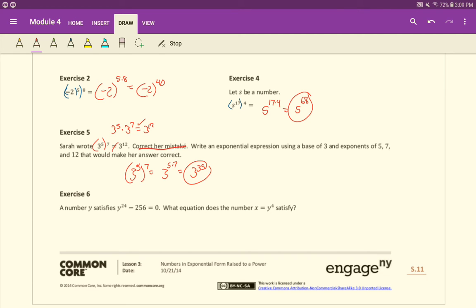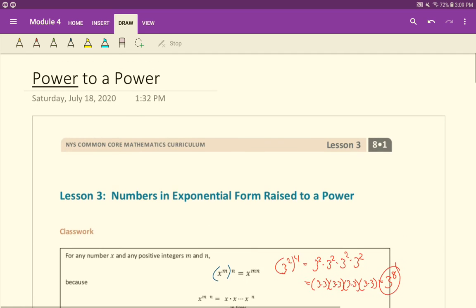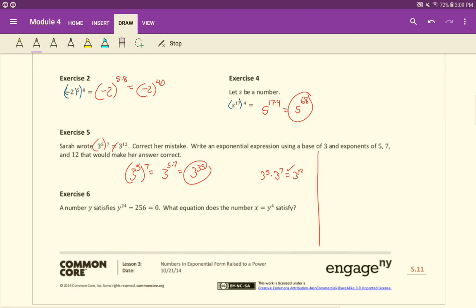So correct the mistake. That's what we did right there. Okay, write an exponential expression using a base of 3 and exponents of 5, 7, and 12 that will make her answer correct. And so that would be this expression right here. In fact, maybe I can just lasso this thing here and bring it down.